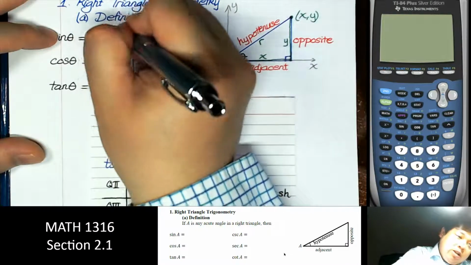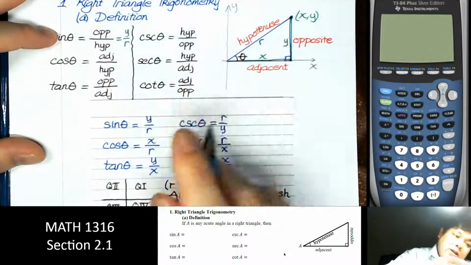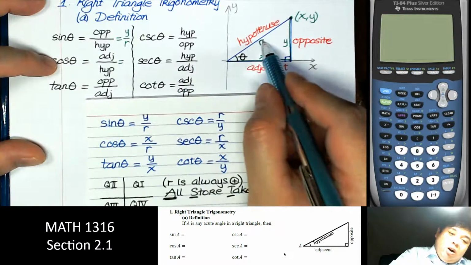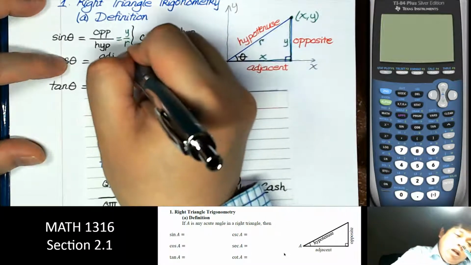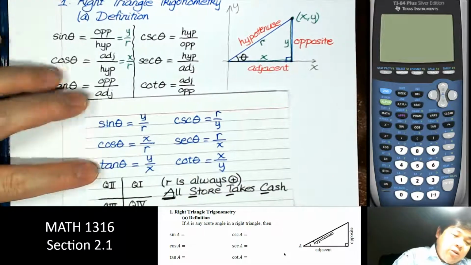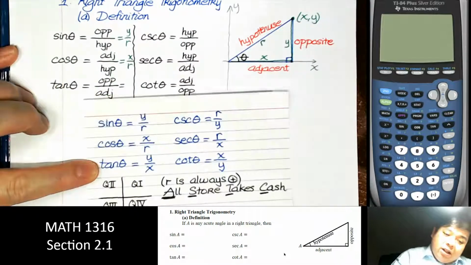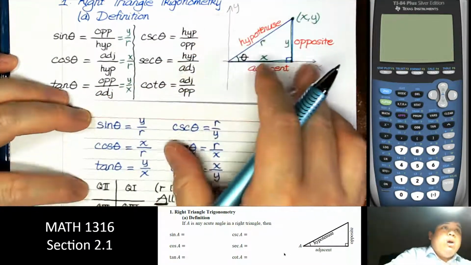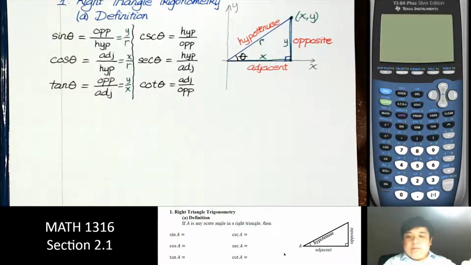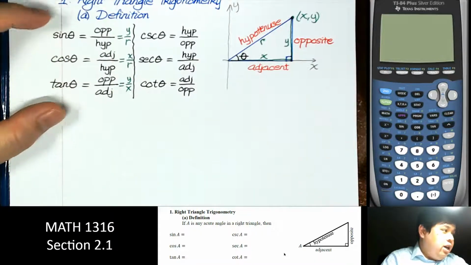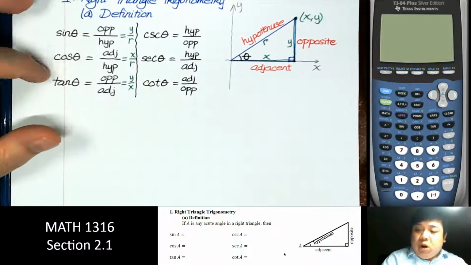Opposite over hypotenuse. Cosine is x over r, adjacent over hypotenuse. So there's nothing new. We just define that for a triangle. That's all. And tangent is y over x. And the other ones we can flip. Right. So like I said, the first thing in trigonometry, that's probably what you have seen.